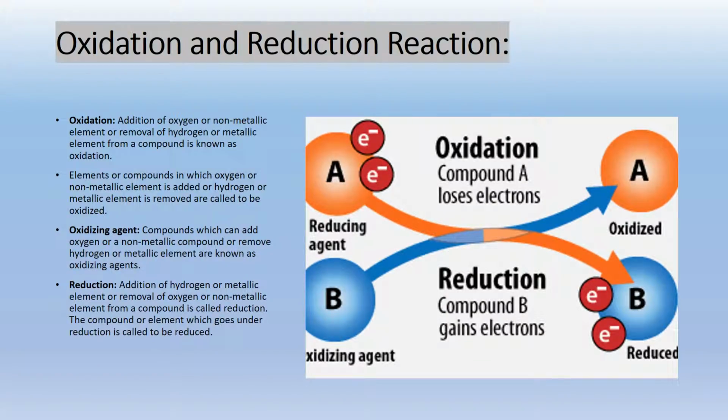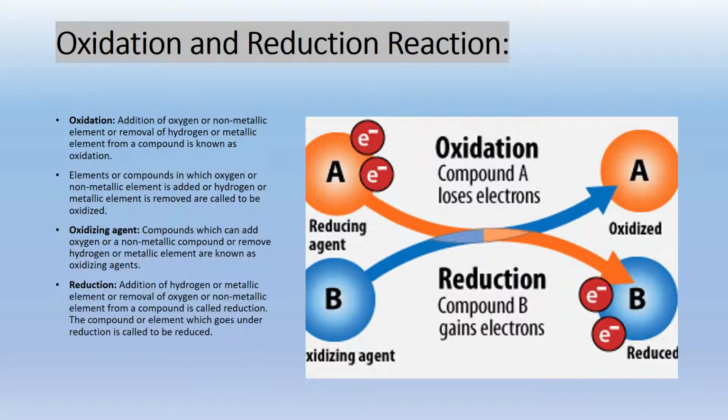Oxidation: addition of oxygen or a nonmetallic element, or removal of hydrogen or a metallic element from a compound, is known as oxidation. Elements or compounds in which oxygen or a nonmetallic element is added, or hydrogen or a metallic element is removed, are said to be oxidized. Oxidizing agents: compounds which can add oxygen or a nonmetallic element, or remove hydrogen or a metallic element, are known as oxidizing agents.